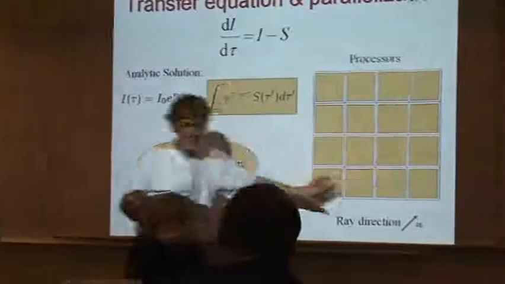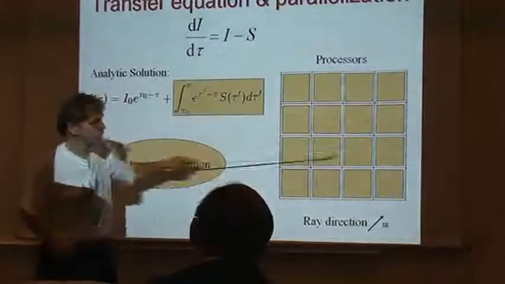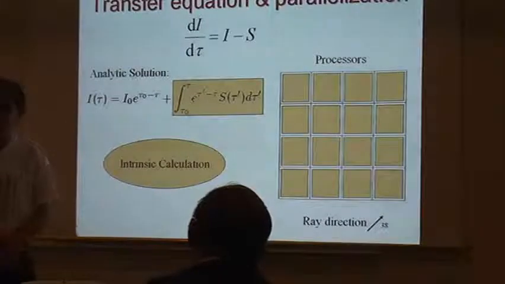And that is a global calculation. For this processor to know how much comes in, it has to wait until the information is propagated through everything. But this is a fast process. You don't have to wait for any serious calculation.